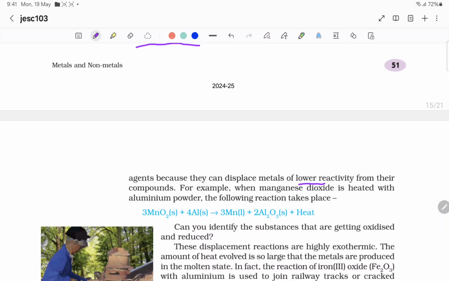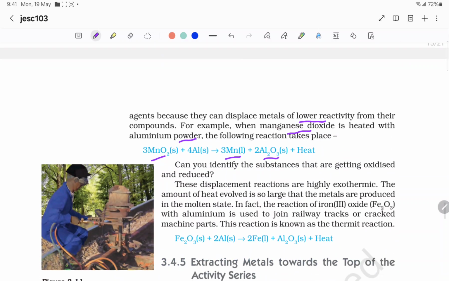For example, when manganese dioxide is heated with aluminum powder, the following reaction takes place. Manganese dioxide plus aluminum gives you manganese plus aluminum oxide plus heat. These displacement reactions are highly exothermic. The amount of heat evolved is so large that the metals are produced in the molten state.